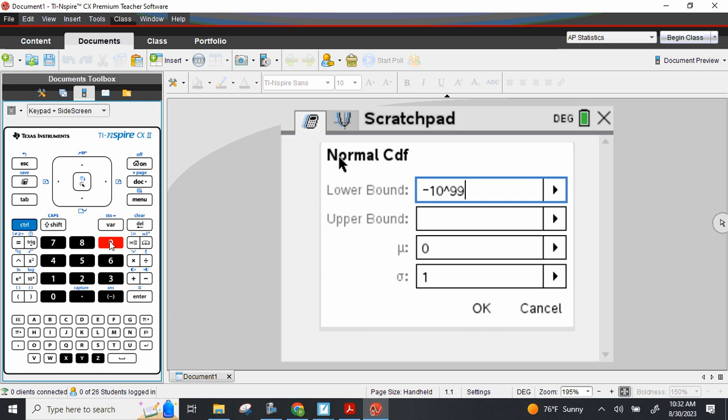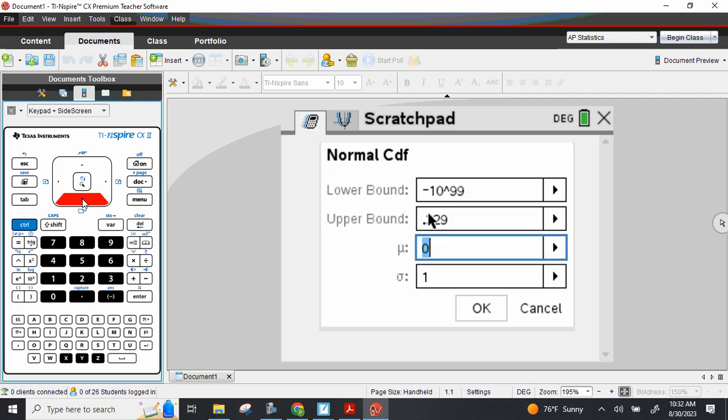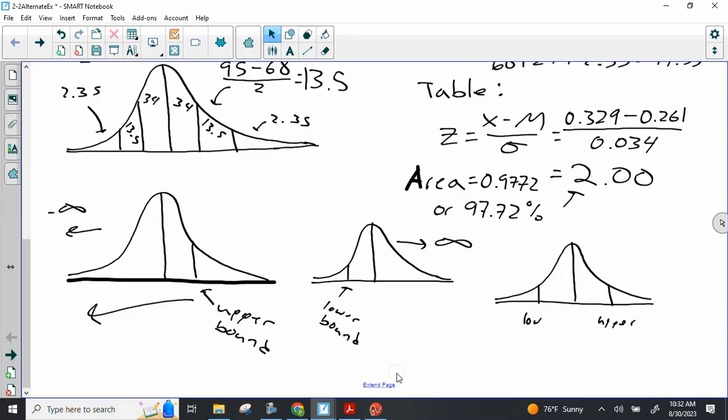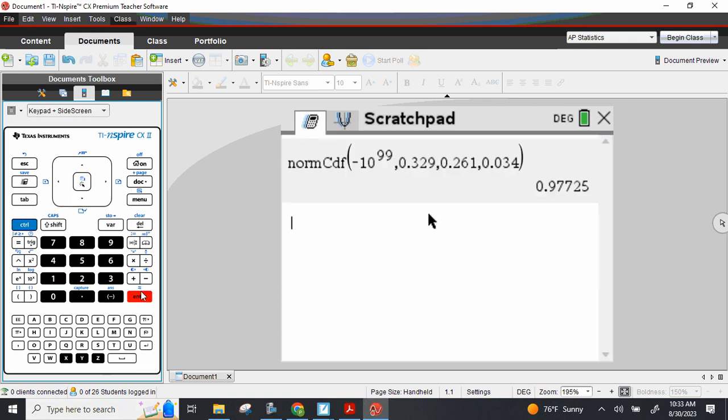My upper bound is 0.329. My mean was 0.291. 0.261, darn it. Flipped it. And this one was 0.034, right? All right. There it is. Huh? It didn't like your infinity sign? Huh. Last year, people with those calculators were doing it with infinity. Weird.